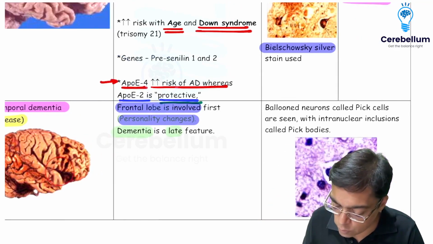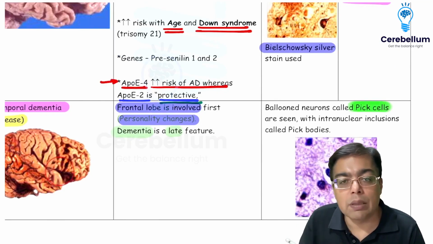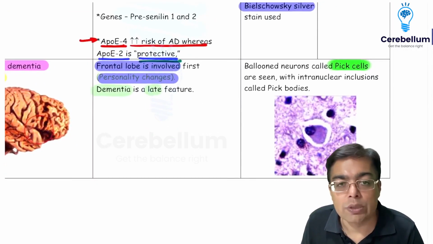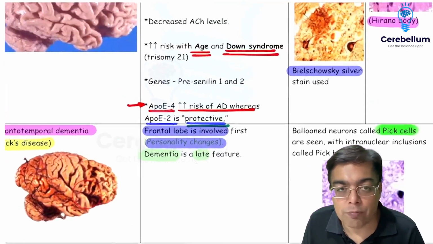Cells are going to be swollen up over here. They are going to be given the name of Pick cells. So neurons are swollen up, and they are given the name of Pick cells. And they have intranuclear inclusions, which are given the name of Pick bodies. So Pick cells and Pick bodies are findings of Pick's disease.